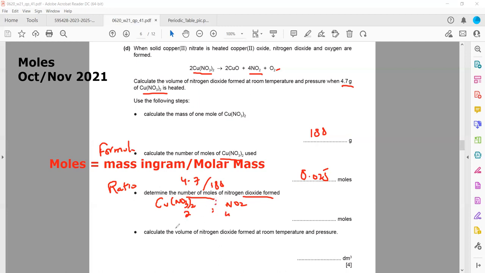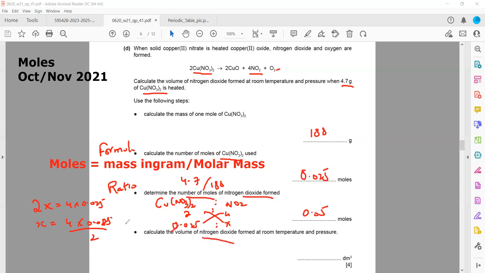So if 2:4 and this is 0.025, this will be X. Cross multiply. What's the answer? It will be twice or double of 0.025, so it will be 0.05. Because 2x equals 4 into 0.025, and since 2 is multiplied, on the other side it will be divided, so it will be 0.025 divided by 2 and into 4. So we'll get 0.05, the double.